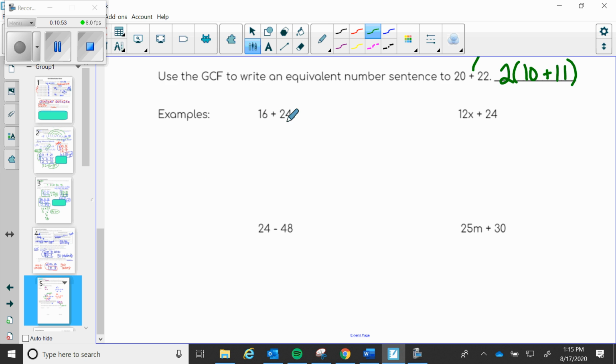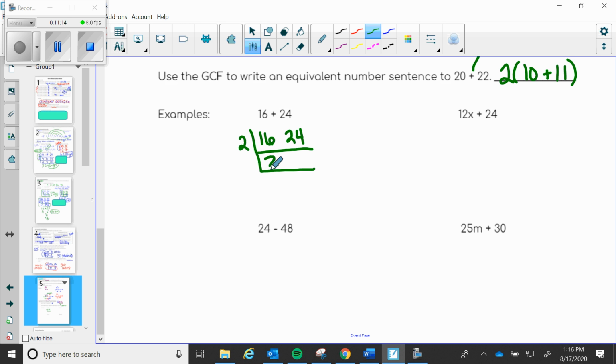So first thing you have to do is find the GCF of whatever numbers you're using. So let's do it: 16 and 24. Start your ladder. Again, both of these are even, so I'm just going to start with a 2. That's always my good go-to.